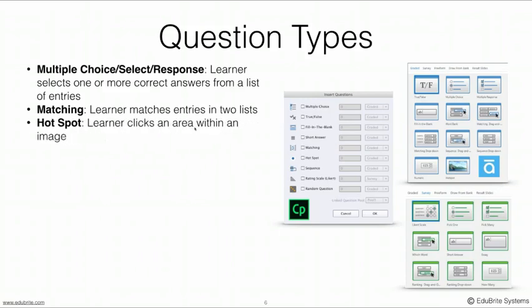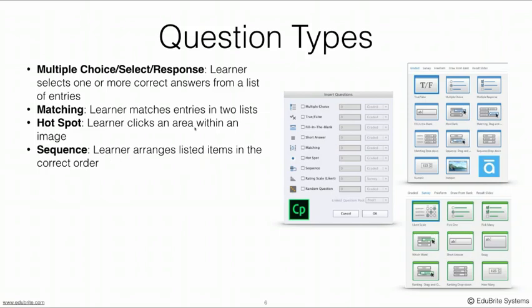The next one we have is the hotspot. This is where there's an image and a learner has to click a specific area within that image. A typical use case for this is a map, but it can be used to have the learner identify other things such as controls.